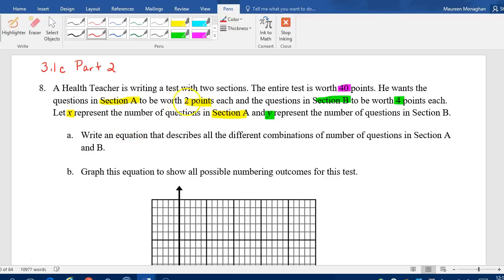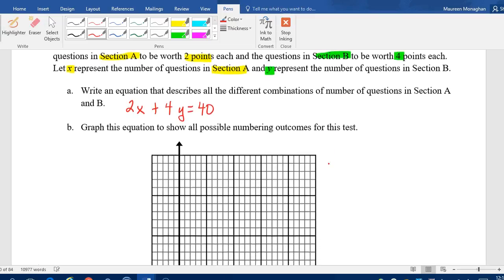Okay, so 2 points for A, and that's X. So I'm going to have 2 times however many number of questions there are in section A. Then I'm going to have 4 times the questions in section B, and it's going to total 40 points. Graph this equation to show all possible numbering outcomes for this test.